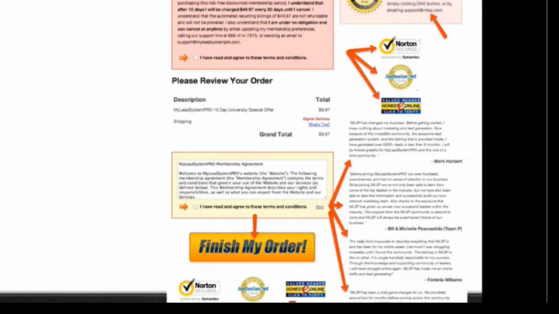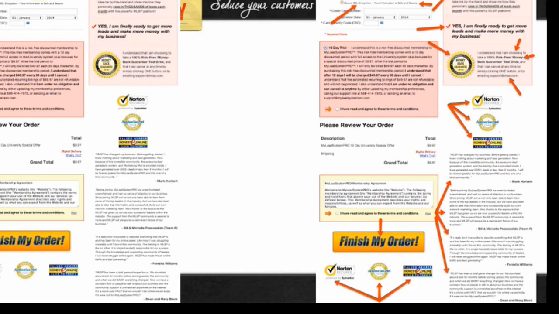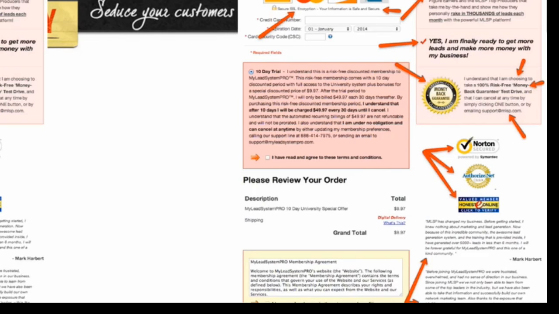Lots of stuff going on here, guys. This is the bottom half. You'll notice at the very top, secure SSL encryption. Your information is safe and secure. And just more of the same on the right there. Yes, more yeses. Rake in thousands of leads each month. Yes, I am finally ready to get more leads and make more money with my business.